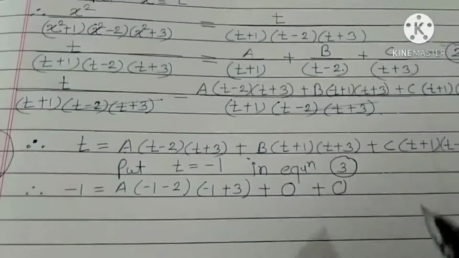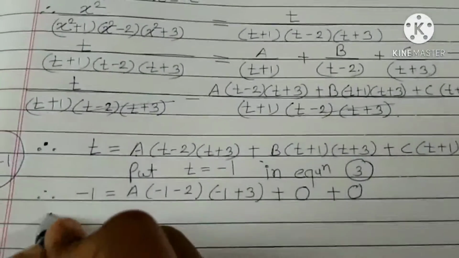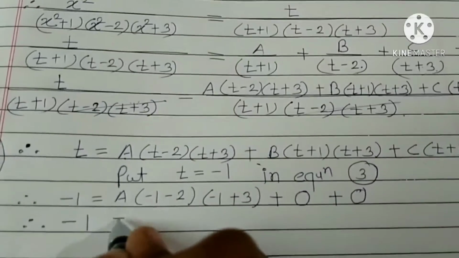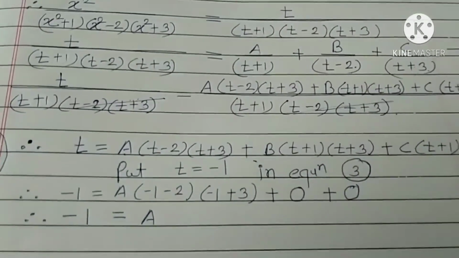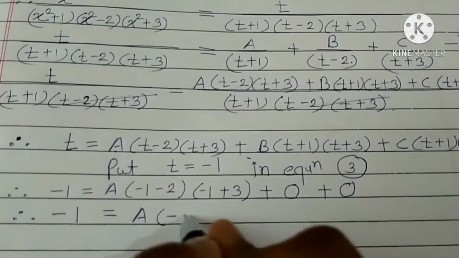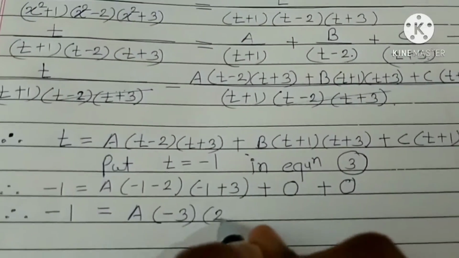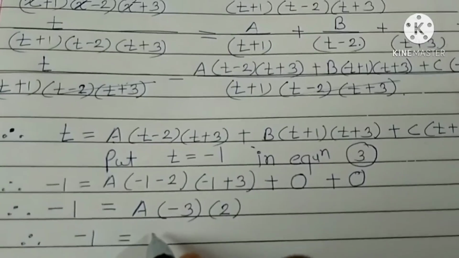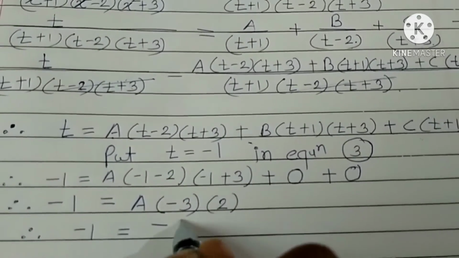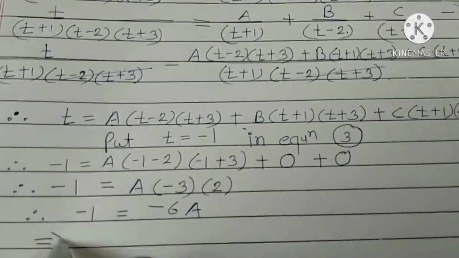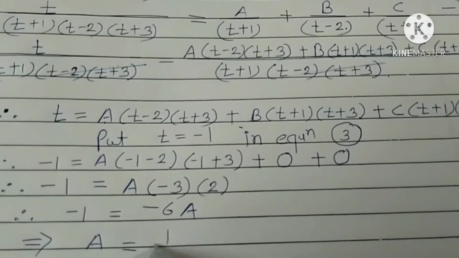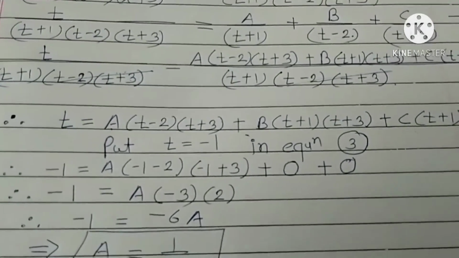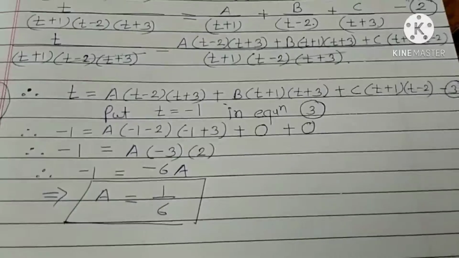Now we can calculate only the term A. So therefore minus 1 is equal to A into minus 3 into 2. So therefore minus 1 is equal to minus 6A, and this implies that A is equal to 1 upon 6. So this is our first value.